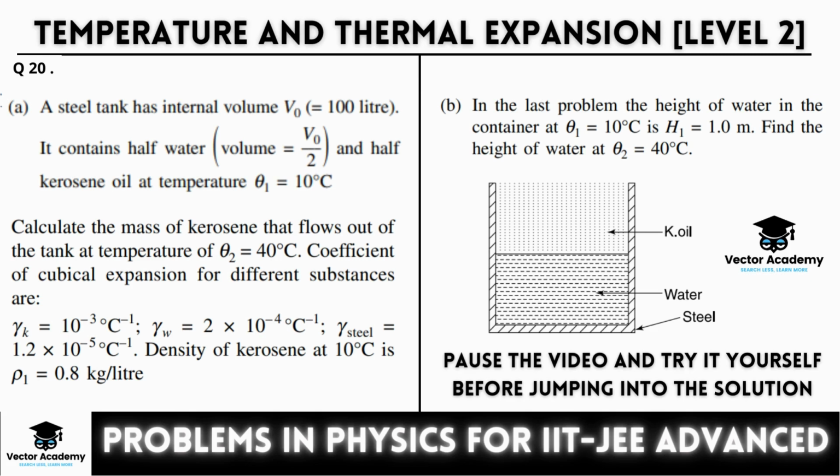Part b. In the last problem, the height of water in the container at theta 1 equals 10 degrees Celsius is h1 equals 1.0 meters. Find the height of water at theta 2 equals 40 degrees Celsius.